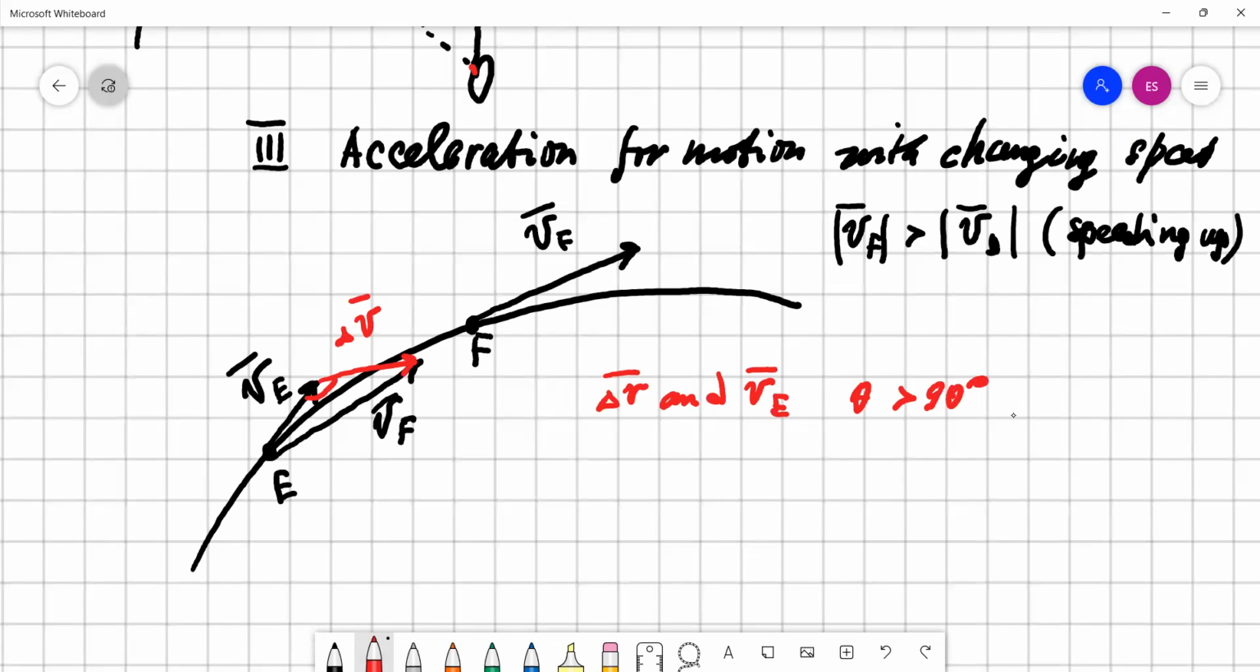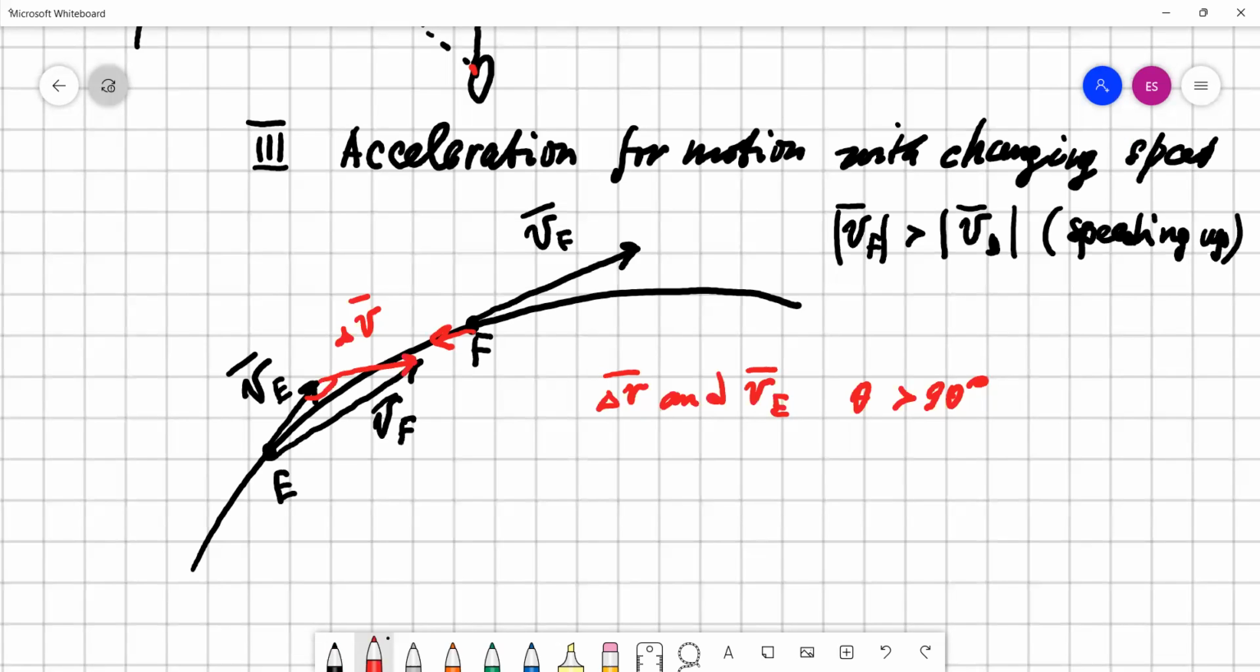Why does it happen? Because VF now is longer than VE. They're not equal anymore. And if we bring the point F closer and closer toward E, we move it in this direction, it's still going to be greater a little bit. It's going to maybe get closer to 90 degrees, but it's still going to stay greater.